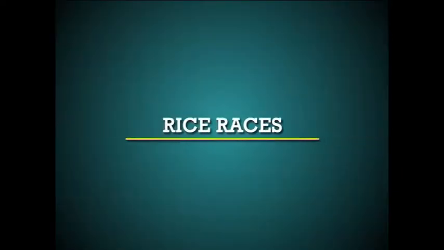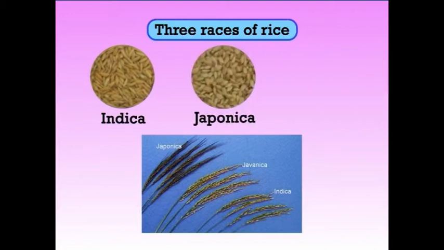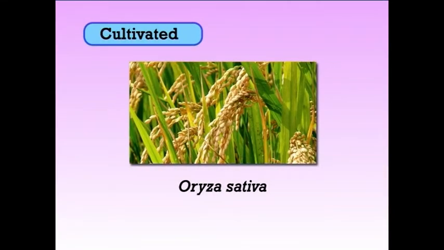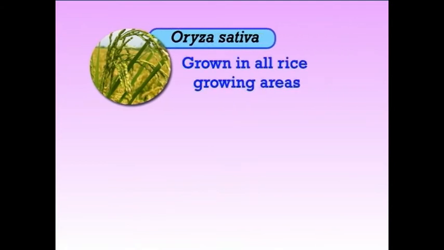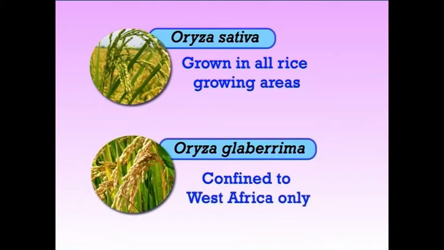Now let's discuss about the different races of rice. There are three races of rice. They are Indica, Japonica, and Javanica. Rice belongs to the genus Oryza of Poaceae family. There are altogether 24 species, of which 22 are wild and 2 species, namely Oryza sativa and Oryza glaberrima, are cultivated. Oryza sativa is grown in all rice-growing areas, but Oryza glaberrima is confined to West Africa only.